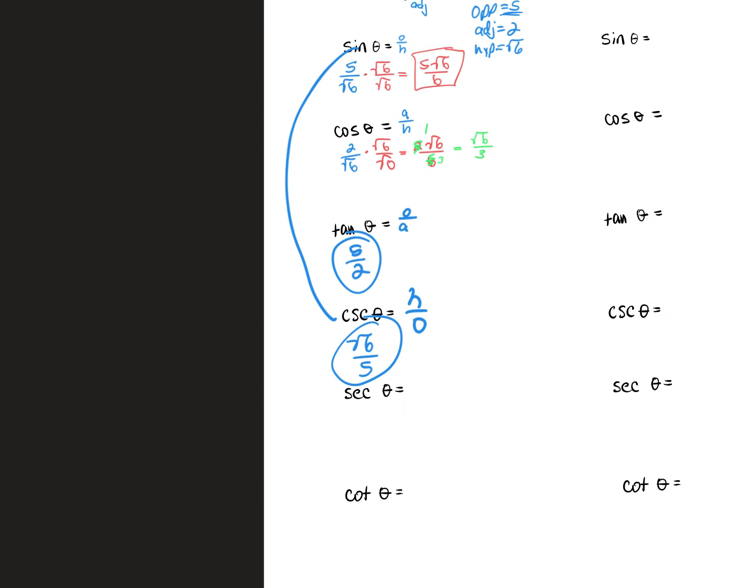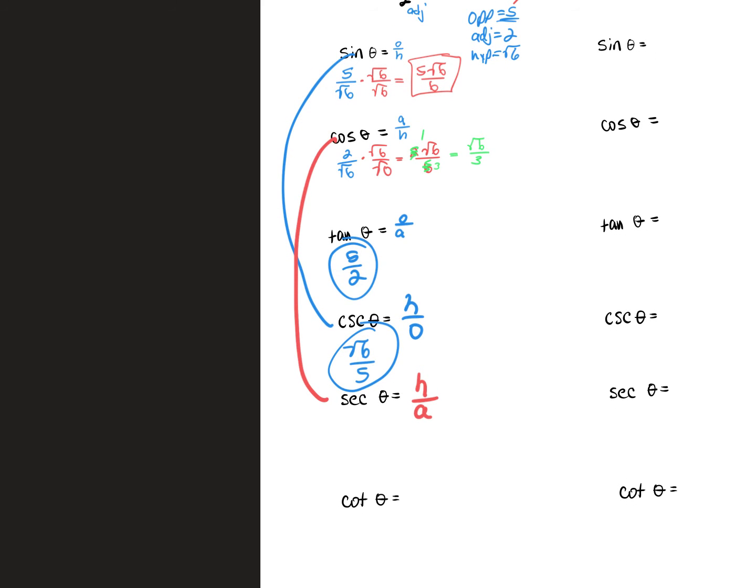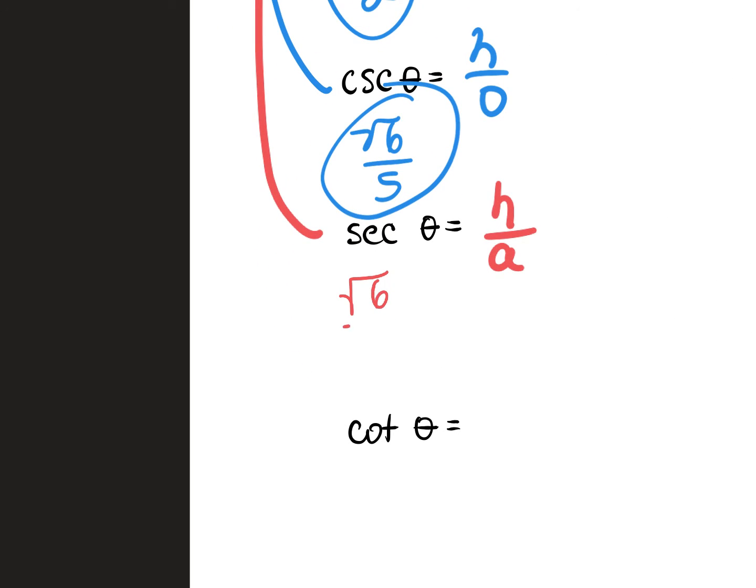Cosine goes with what? Secant. So if cosine is adjacent over hypotenuse, your secant is hypotenuse over adjacent. What's your hypotenuse? The square root of 6 over what? 2. Can I simplify that? No. Why not? If it was 6 over 2, absolutely. But the square root of 6 is an odd decimal number. It's not divisible by 2. So you just leave it just like that.